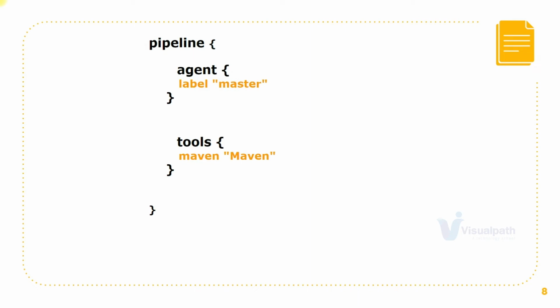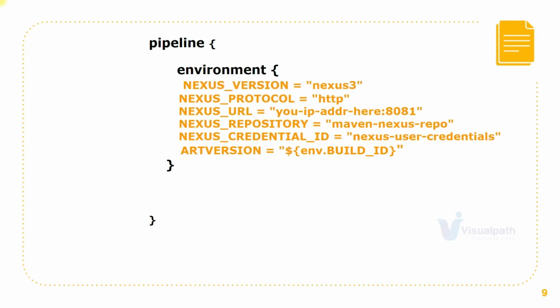So the agent block will look something like this. Agent, you'll give the name of the agent, the label, or you can just say agent any also. So it can run on any node, even master or slave. And tools, you give the name, and you mention the tool name that you have included in global tool configuration. Other things in pipelines are environment variable. So setting variable a value so it can be used in your steps, in your stages. Like in this case, you see some Nexus variable which we are going to use in our pipeline.